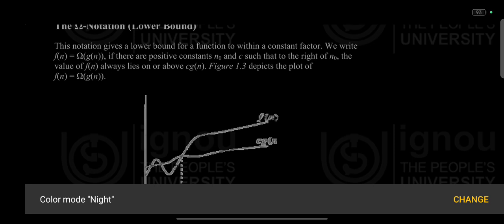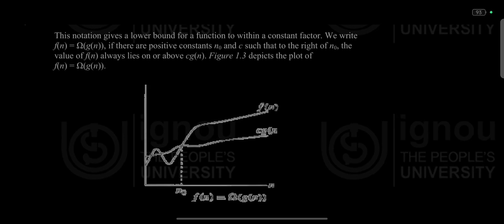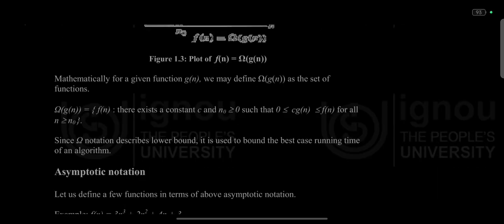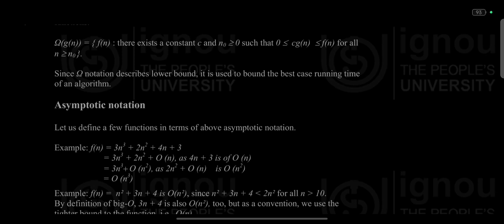Mathematically, for a given function g(n), we may define big omega g(n) as the set of functions: omega g(n) is equal to f(n) such that there exist constants c and n0 where 0 is less than or equal to c g(n), which is less than or equal to f(n), for all n greater than or equal to n0. Since omega notation describes a lower bound, it is used to bound the best case running time of an algorithm.